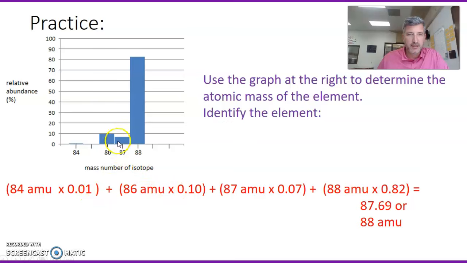Then I said at 86 that's about 10%. Then I said at 87 is about 7%. Again, some of you guys might have said 6 or 8 or something like that, but I said 7%. And then I also estimated 82 for my percentage for the 88 AMU sample. And so multiply all these together and add them up, and I get 87.69 or 88 AMU. Actually, I didn't do this ahead of time, this most closely matches, oh, this is strontium. Strontium has a real known mass of 87.62, so pretty close.